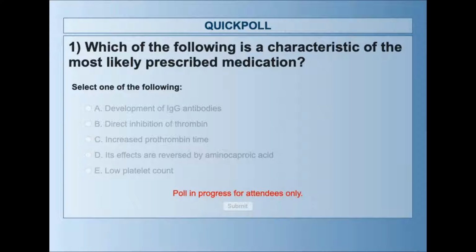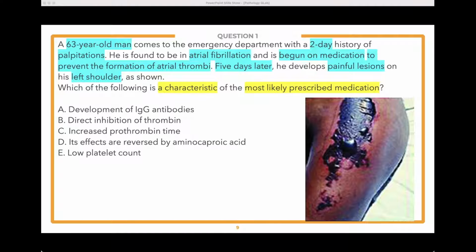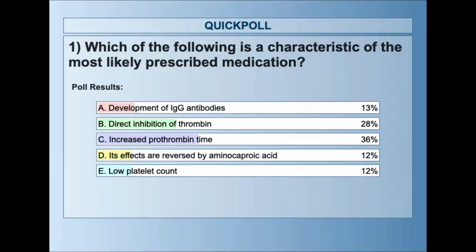Okay, so about 3/4 of you have voted. Interesting spread here. So let's close this poll and share the results. So interesting. The leading vote getter was option C, increased prothrombin time, with 36% of the vote, but 28% of you thought direct inhibition of thrombin was the correct answer. But even the other three all got double-digit responses. So interesting results here.